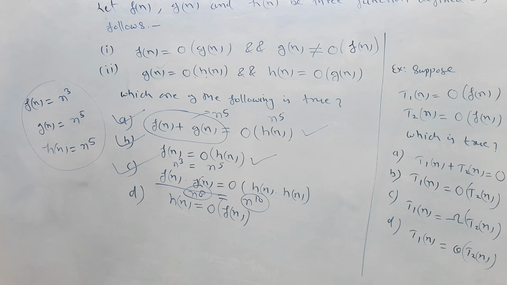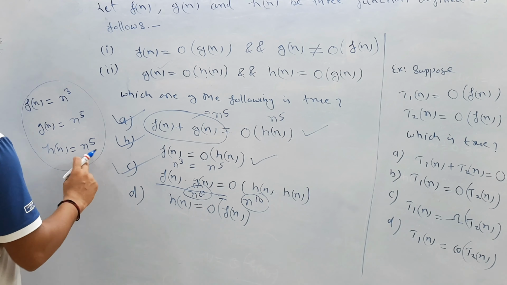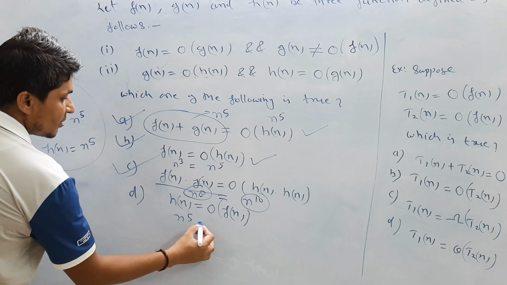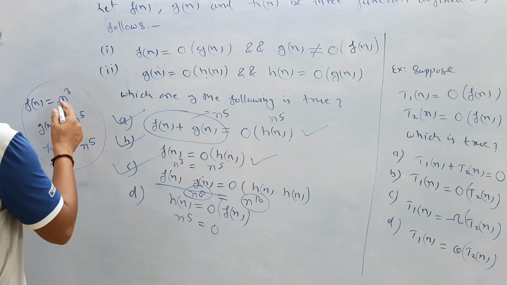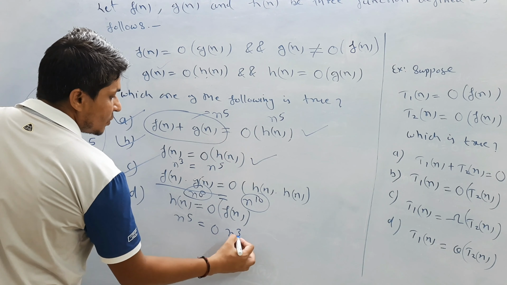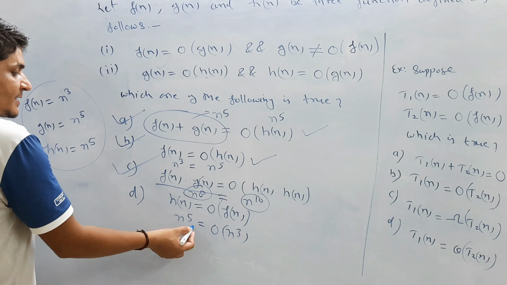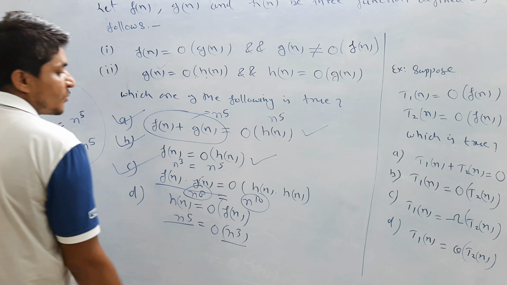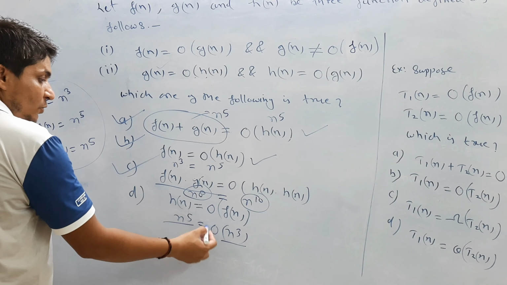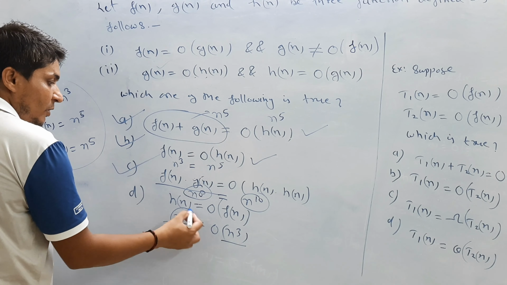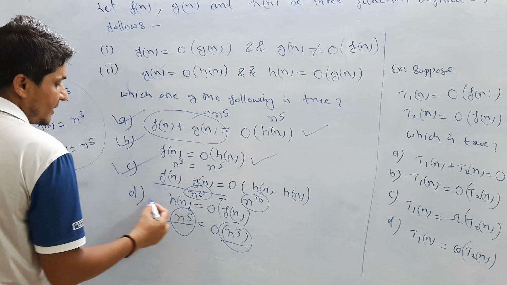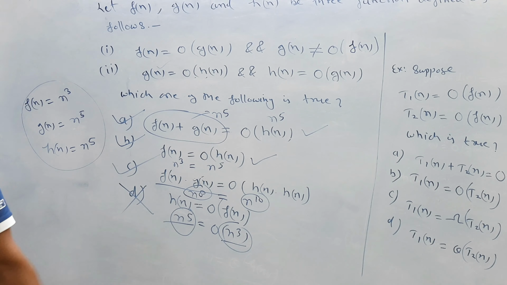Now let us check option number 4. h of n is n raised to power 5, and it is claimed to be big O of f of n, which is n cube. Now this part is greater and this part is smaller. According to Big O notation, this part should be smaller and this part greater. But here it is not, so this option is not true. So this is all about this question.